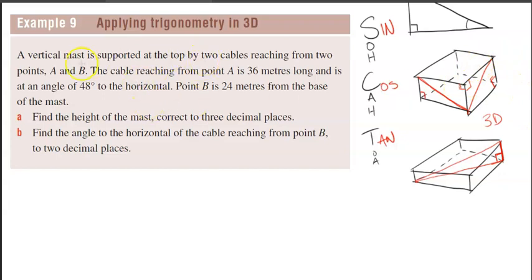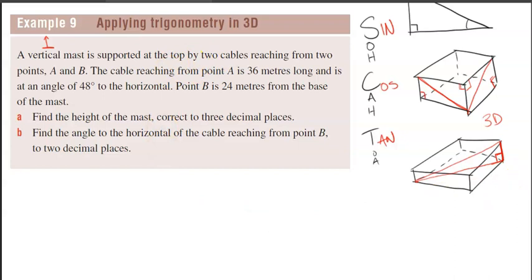So let's have a look at this question here. We have a vertical mast, okay, so another word for mast, so just think of a pole of some sort, and vertical meaning going up from the bottom. Okay, so vertical. Already I've abstracted so much information just from the first 3 words. So a vertical mast is supported at the top by 2 cables reaching from 2 points A and B.